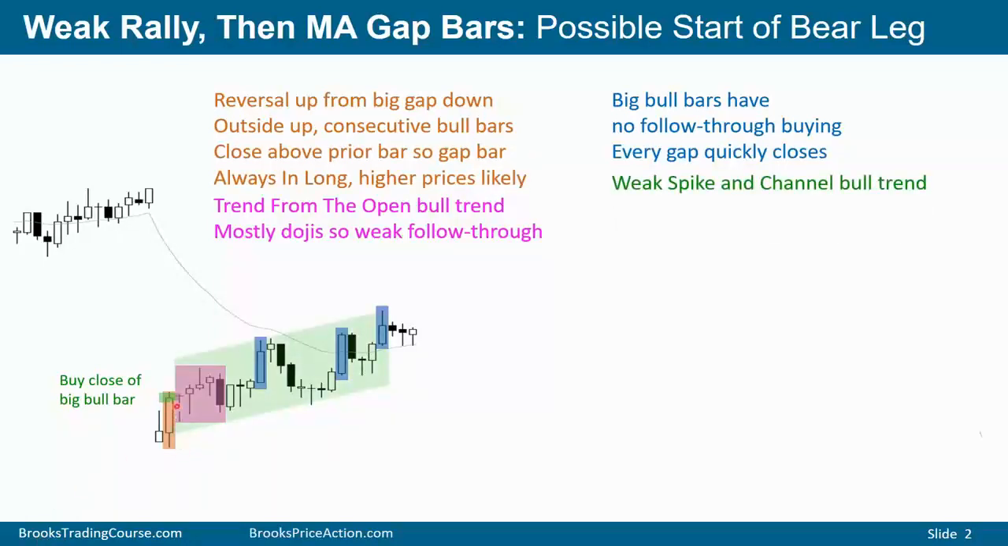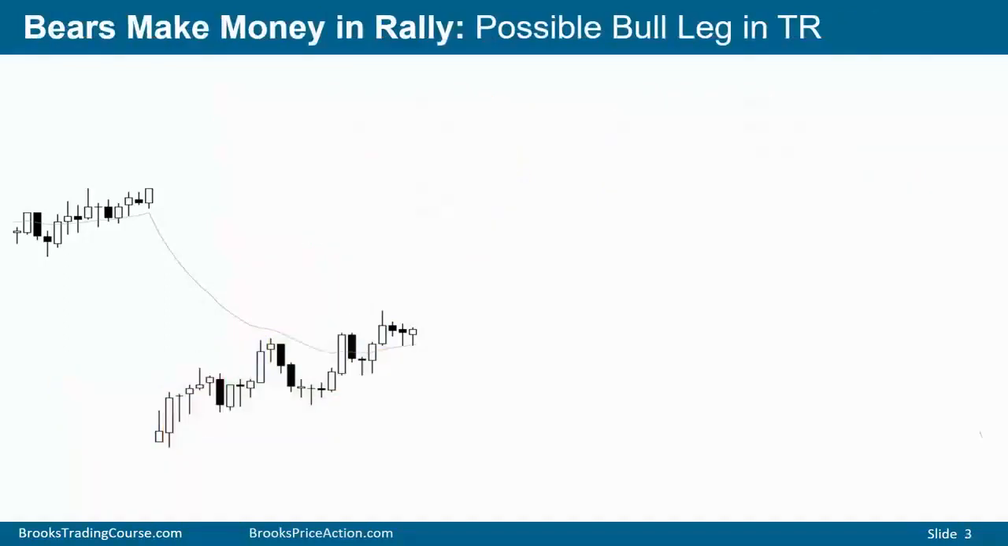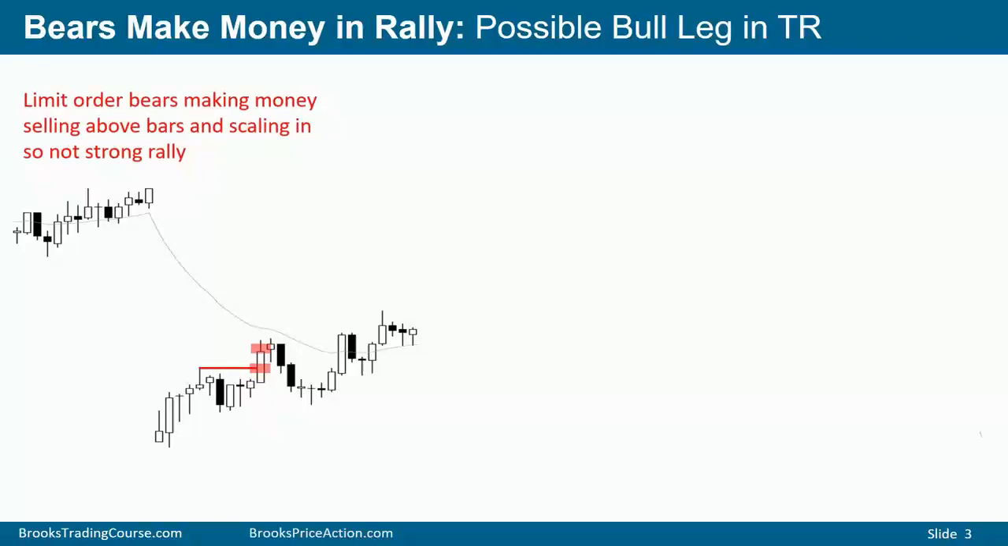The bulls see this as a spike pullback channel, 3 or 4 pushes up, 1, 2, 3, 4. It's a weak rally, but still always in long. Look at this. If you're a bear and you see 5 bars up, 4 are dojis, you might think probably bull leg in a trading range, and therefore you sell at the high of the prior bar, and you sell more higher, looking for a scalp. If the market falls back below your original entry price, you can get out break even on your first sell and with a profit on your second sell.